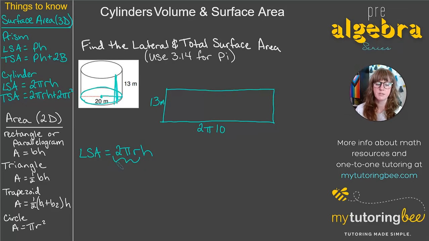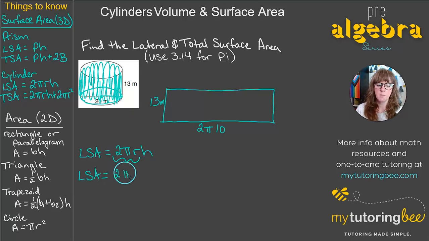Lateral surface area is the surface area of just that outer part, so that label of the can. We're not also including the surface area of the top and the bottom, so that lid and the bottom of that can of soup, let's say. So let's go ahead and substitute our numbers in here and find our lateral surface area.